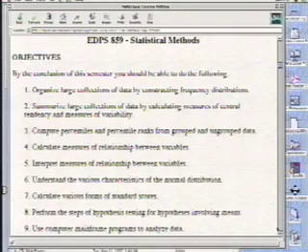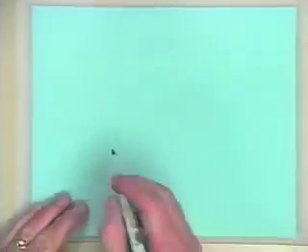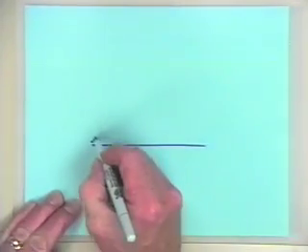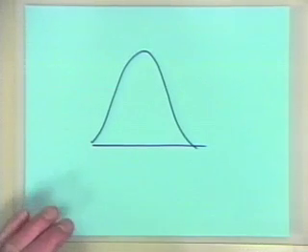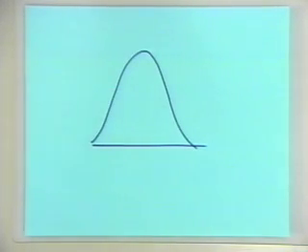Then a little bit into the semester, we're going to shift from descriptive statistics to inferential statistics. And with inferential statistics, we're going to be learning a lot about something that you will be drawing in your notes many times throughout the semester. And that is this. What is that? This is the bell curve or the normal curve. This is a very important concept with respect to inferential statistics.